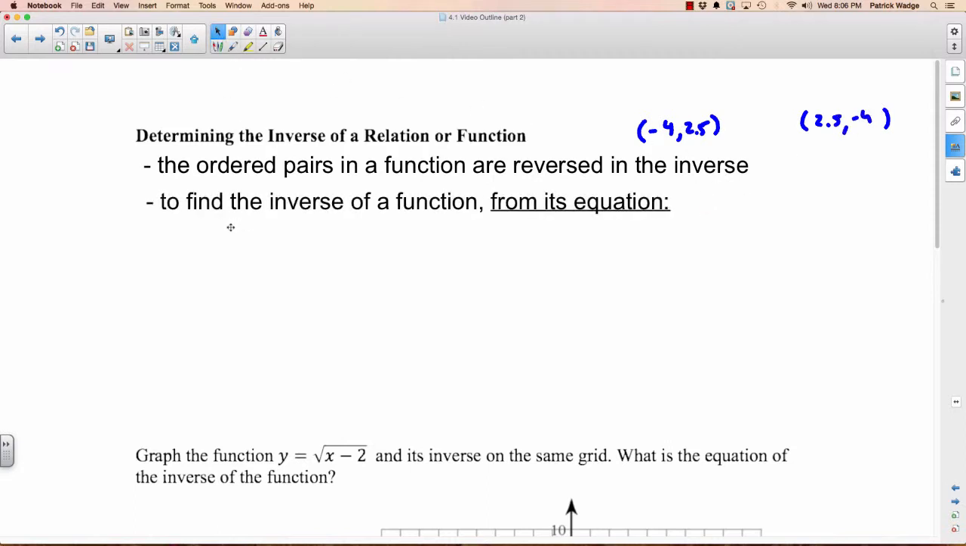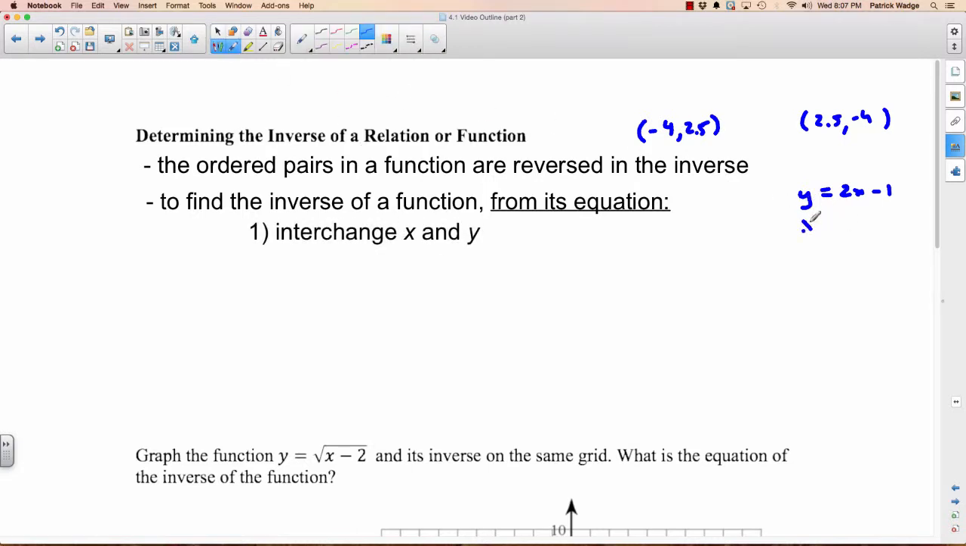Okay? Next thing. To find the inverse of a function from its equation, why don't we do an example again? Let's say we had the equation y equals 2x minus 1. That's the function, and I wanted to know what the equation is of the inverse. There's two steps. You're going to interchange the x and the y. So where I see y, I'm going to put x. Where I see x, I'm going to put y.